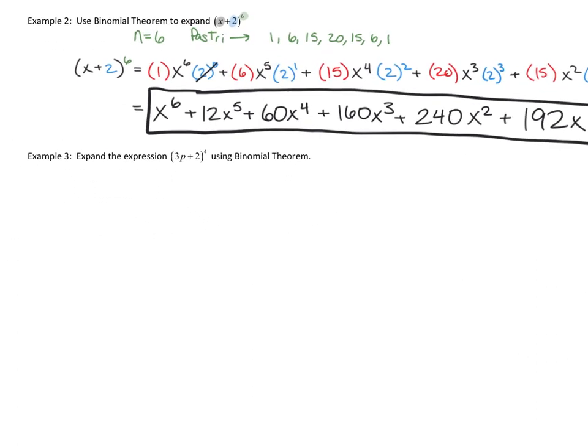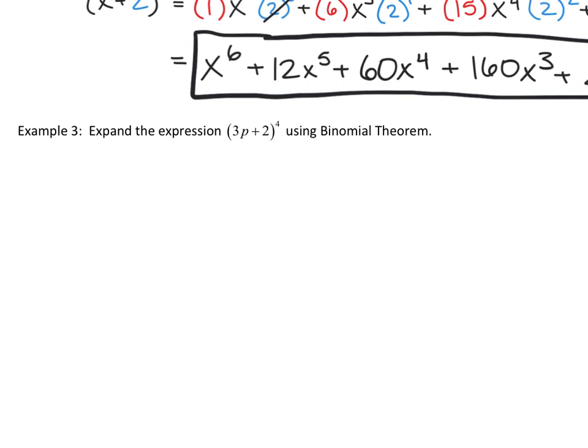Example 3. We're going to expand this expression, 3p plus 2 to the 4th power, using the binomial theorem. Okay. What row on Pascal's triangle am I using this time? 4. So when we look at Pascal's triangle number, n is equal to 4, what are the Pascal triangle numbers? 1, 4, 6, 4, 1.